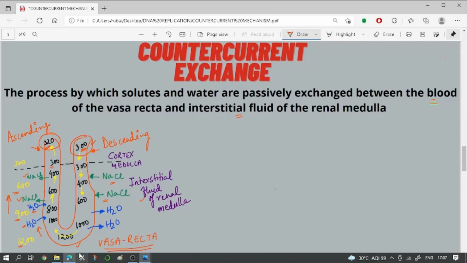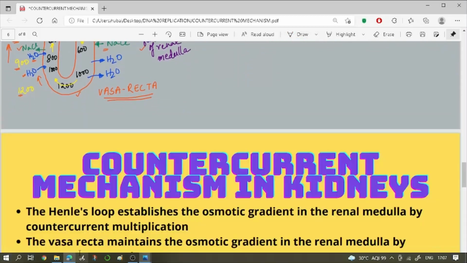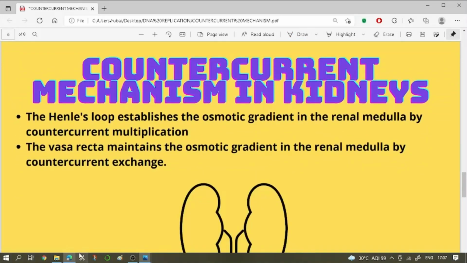Right, so the vasa recta provides oxygen and nutrients to the renal medulla without washing out or diminishing the osmotic gradient. So that covers just about the topic of countercurrent mechanism in the kidneys. I hope you understood the topic clearly.